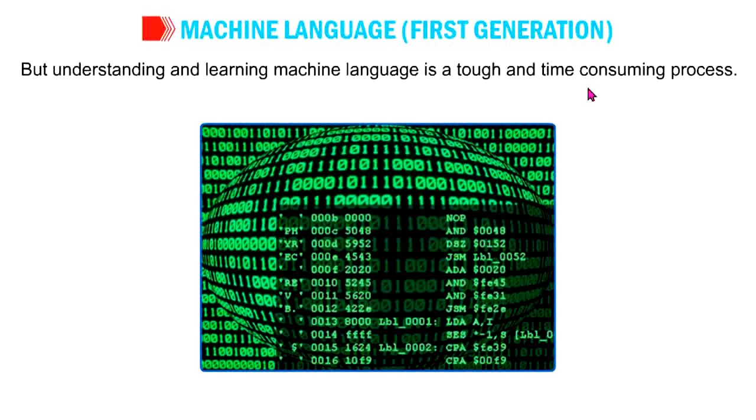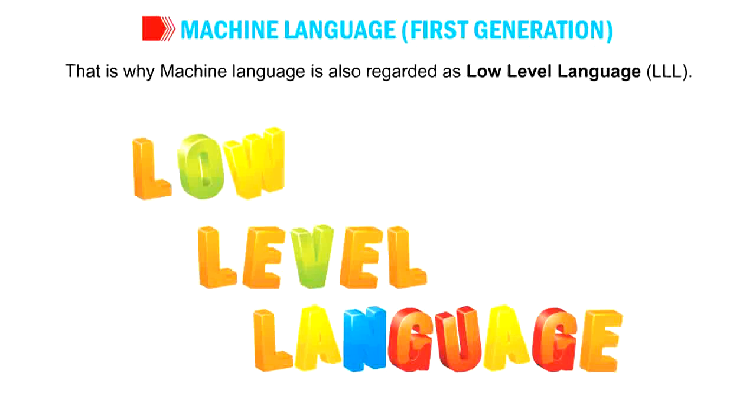Machine language is directly understood by the computer, but it is difficult for the programmers to write. Programs written in machine language can be executed very quickly by the computer because the instructions can be processed directly by the CPU and no translation of the program is required. No translation of program is required. That is why machine language is also regarded as low level language, LLL.